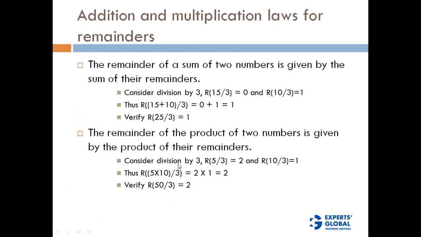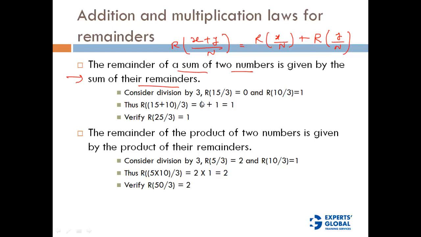Addition and multiplication law for remainders, pretty straightforward. The remainder of a sum of two numbers, so I am talking about x plus y divided by n, is given by the sum of their remainders. So the remainder of x plus y divided by n is the remainder when x is divided by n individually plus the remainder when y is divided by n individually.